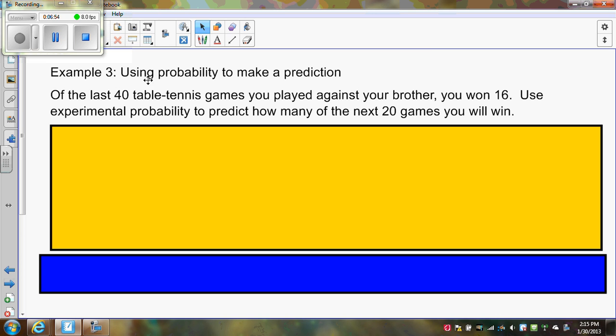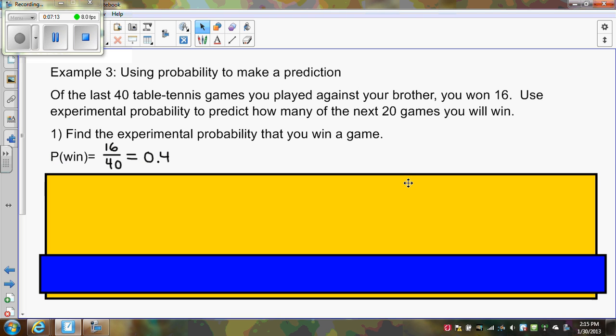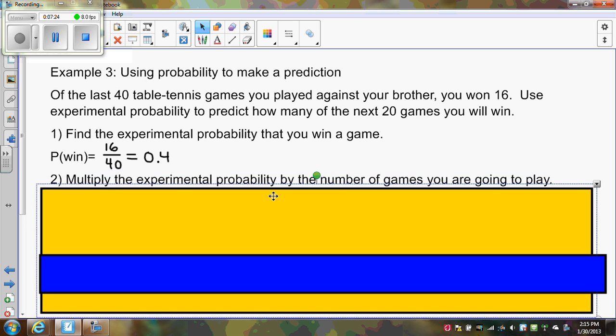Example 3 is, can you use probability to make a prediction? So, of the last 40 table tennis games you played against your brother, you won 16 of those 40 games. Use experimental probability to predict how many of the next 20 games you will win. So the first step is you want to find the experimental probability that you will win the game. So 16 divided by 40 gives you 0.4 of the games, or 40% of the games you're going to win.